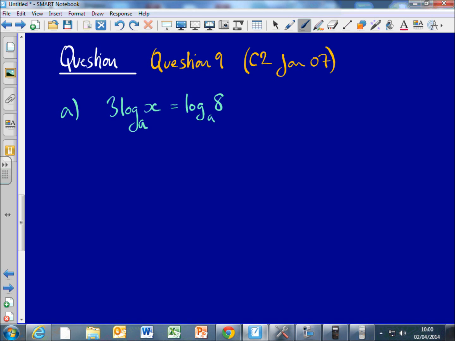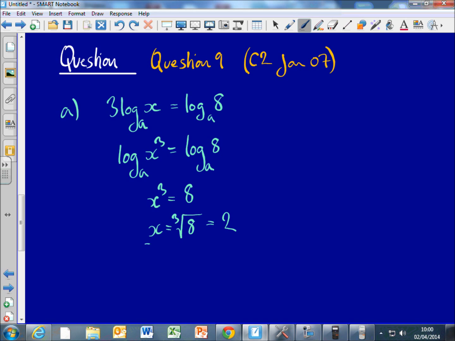Yeah, log a of x cubed, so I can bring that 3 inside. So what I've got is log to the base a of x cubed equals log to the base a of 8. Then I can get rid of the logs, because we're saying log to the base a of this is equal to log to the base a of that. So that must mean that x cubed equals 8. So x must be the cube root of 8, which is 2. So that's the first question done. Notice that question just involved you knowing one of the log laws.